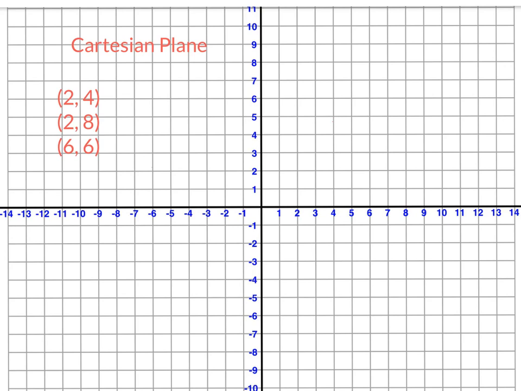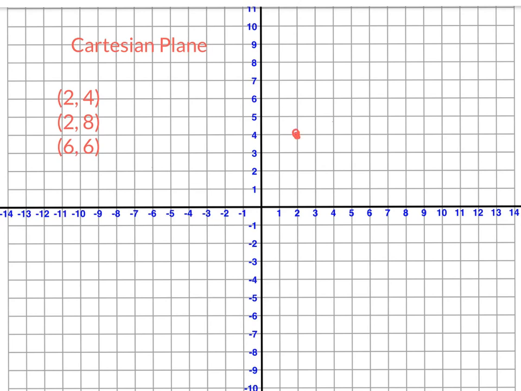So now let's plot some points here and make a shape on the Cartesian plane. Here we have our ordered pairs. We have (2, 4). Remember my x value is always first, then my y value. So I go from the 0 over to the 2 on the x-axis, up to the 4. So I'm going to place a point there.